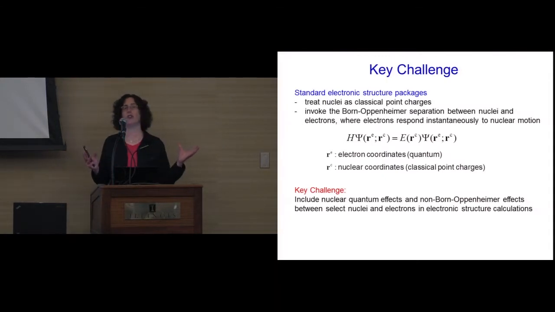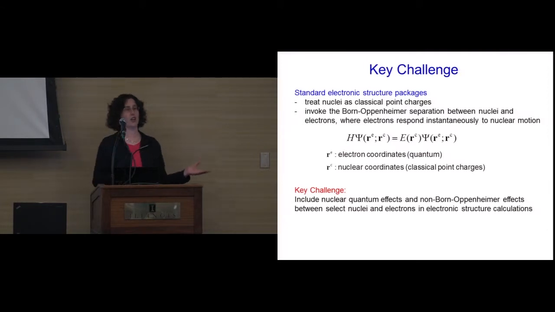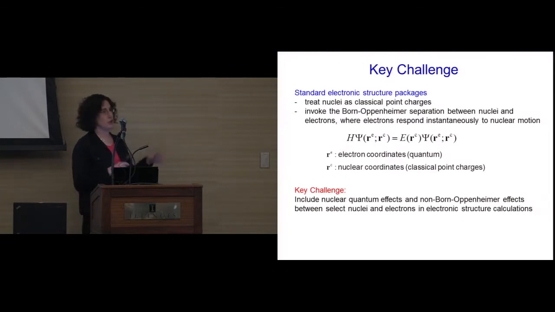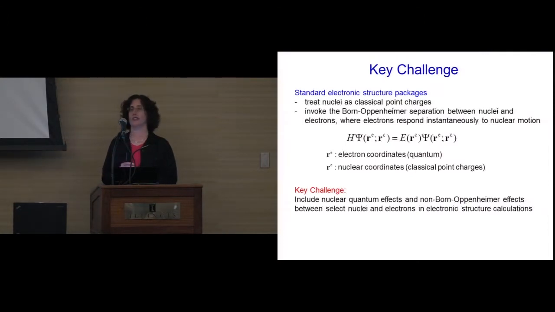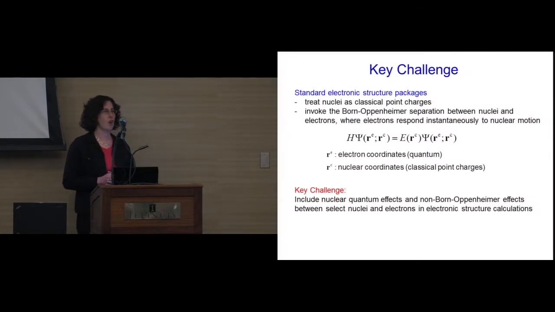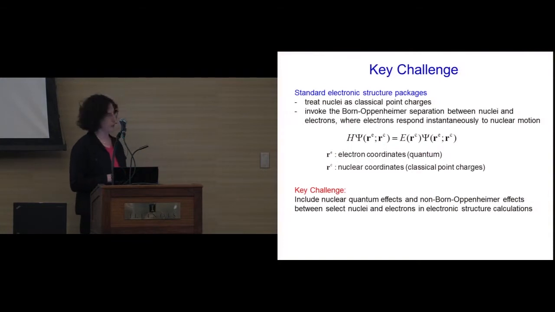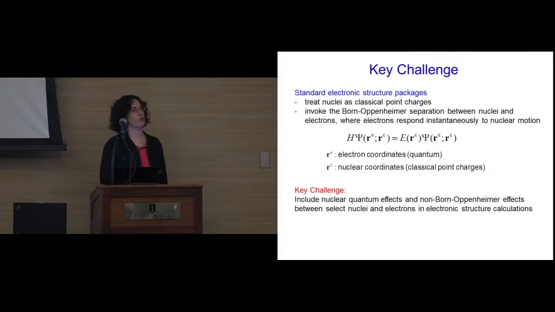So what we do is we solve the electronic Schrodinger equation for each configuration of the nuclei. We get an electronic wave function and an energy, and we do this for all the different possible nuclear configurations, and then we get a potential energy surface, E, which depends on all of the nuclear coordinates. So that's the standard classical and Born-Oppenheimer approximation situation. The key challenge that we are trying to address is to develop methods that include the nuclear quantum effects and non-Born-Oppenheimer effects between select nuclei and electrons in these electronic structure calculations.